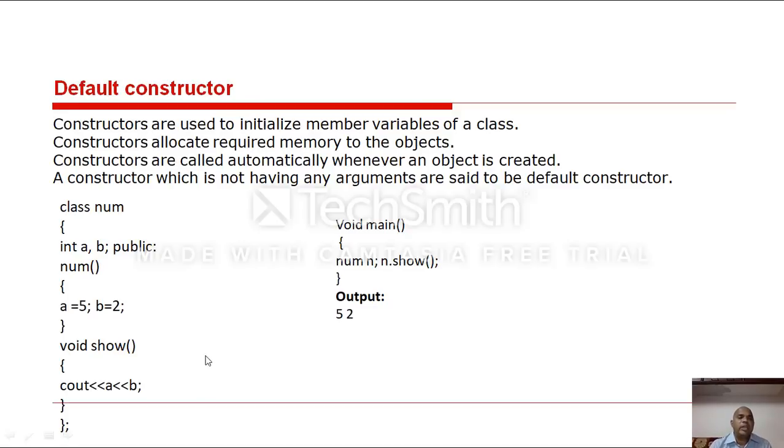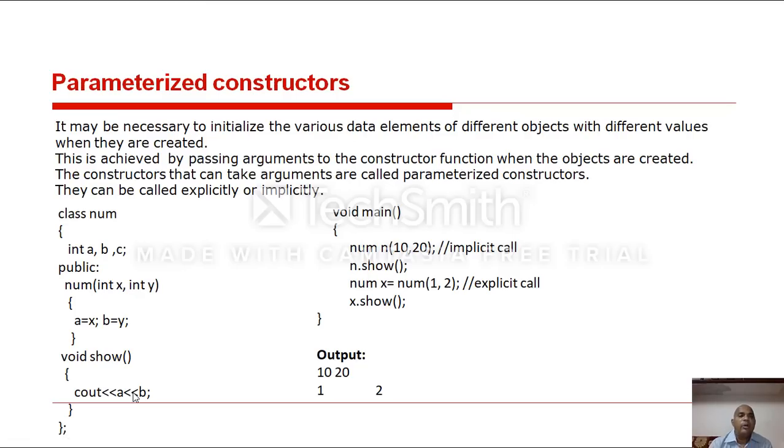So this is the syntax and example. Here class number, integer a, b, public number, a is equal to 5, b is equal to 10. Then display a value, display b value, then class close. Here void main function. Here number n, then n dot show. This is a show function. It will display a value and b value. Clear all of you?